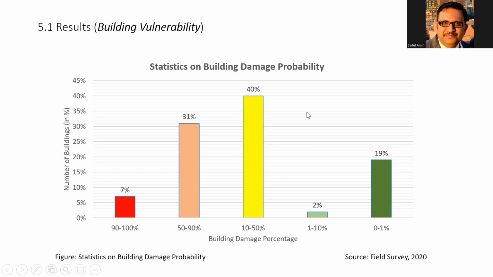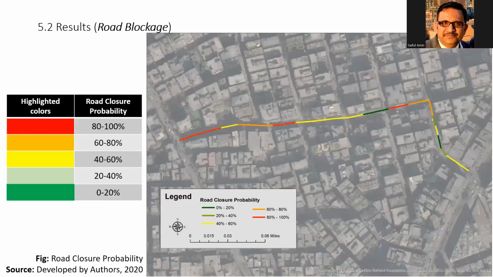But the impact shows a different result in terms of blocking the whole road. And this is the final output of our study, where 3 portions of the area have been identified where the roads get completely blocked during an earthquake event if the buildings collapse. The other colors show the respective road closure probability in terms of blockages.